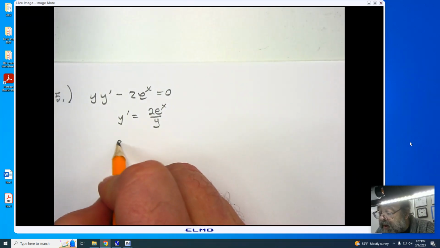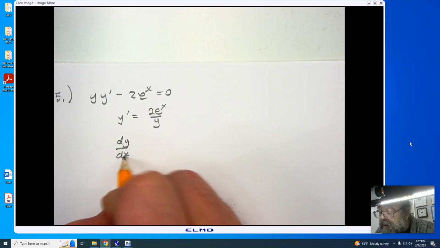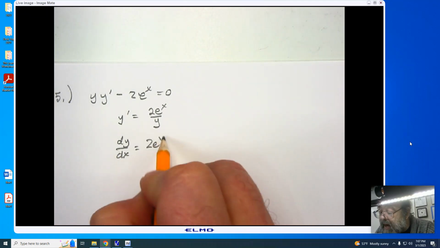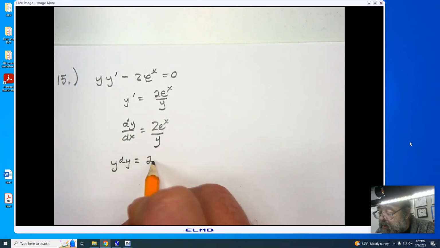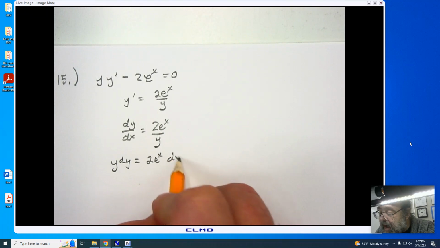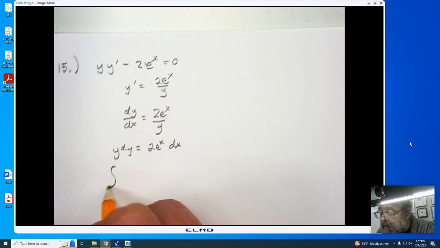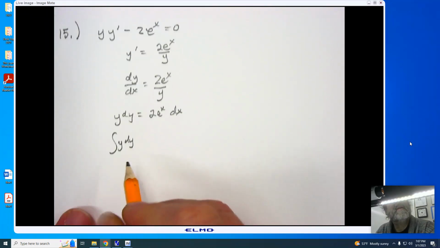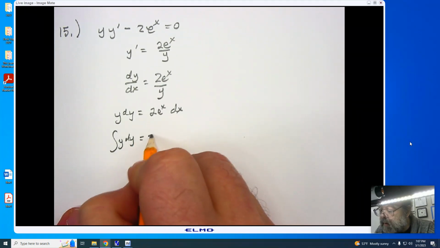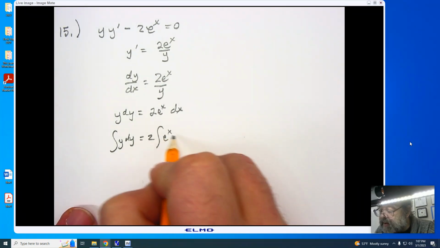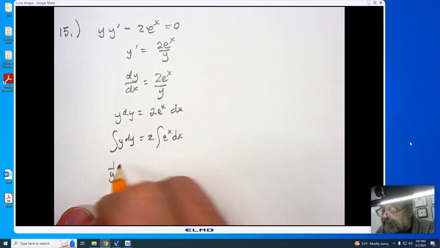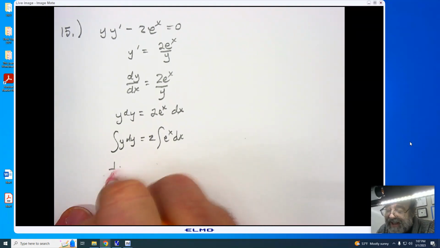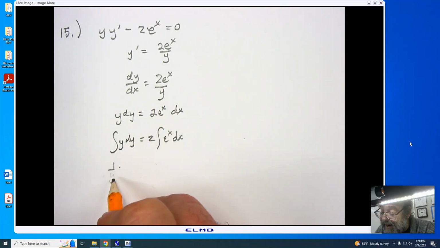Now rewrite it so that it is dy dx equal to 2e to the x divided by y, and separate your variables. Y dy equals 2e to the x dx, and that's what we're going to integrate. Everything else at this point should follow quite cleanly. 1/2 y squared.